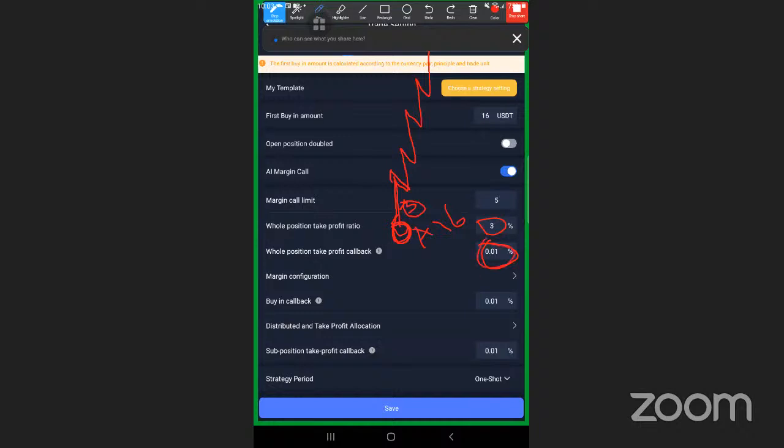0.01. Okay, with 0.01. Then once this has been achieved, you see our robot is going to release the profit. It's going to execute a sell right there after this has been achieved. So that's what we call our whole position take profit ratio.